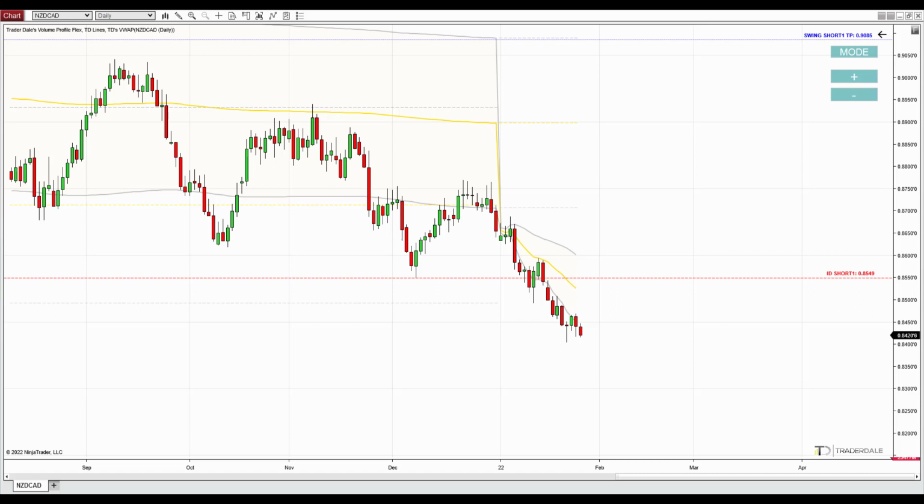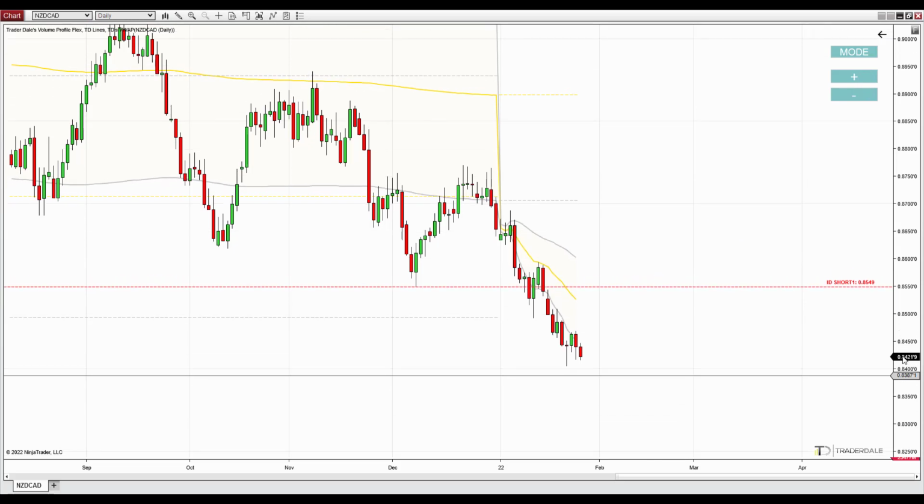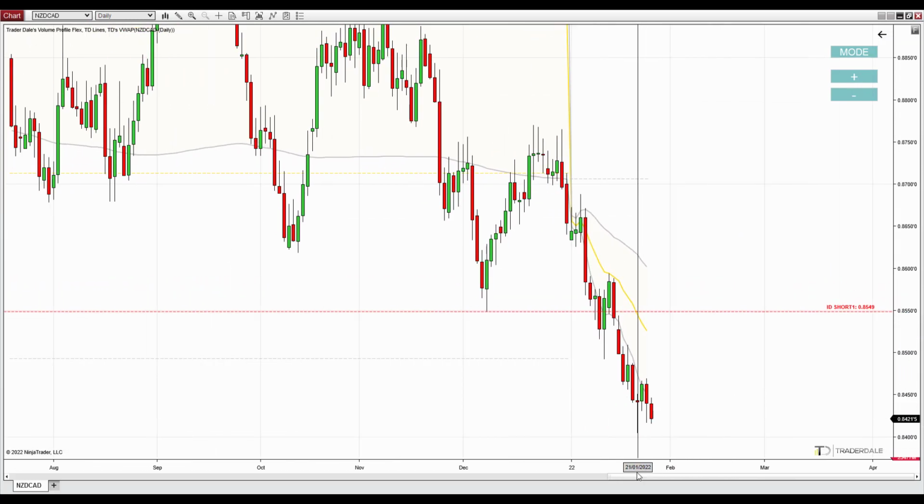Today's video is about the New Zealand dollar, Canadian dollar, and long-term analysis. There is a long-term resistance, and it is visible if you look at the daily chart. What you see before you is the daily chart of the New Zealand dollar, Canadian dollar, and this is the resistance at 85.49. Let me zoom the chart a bit and talk about it.